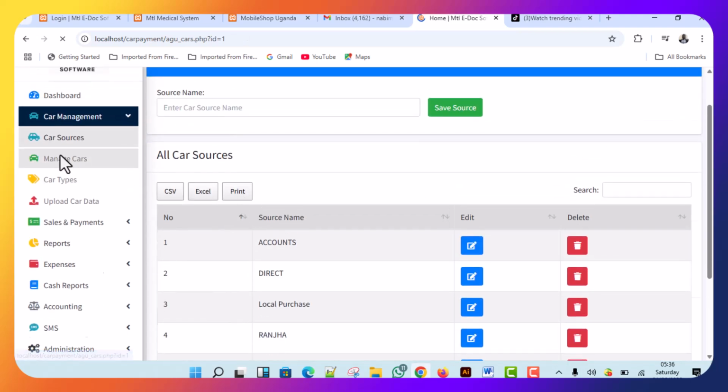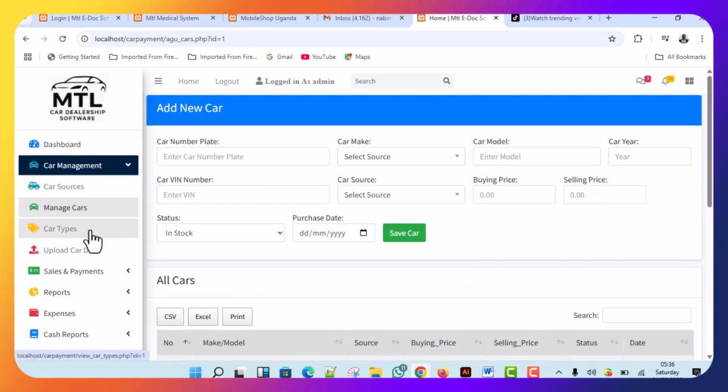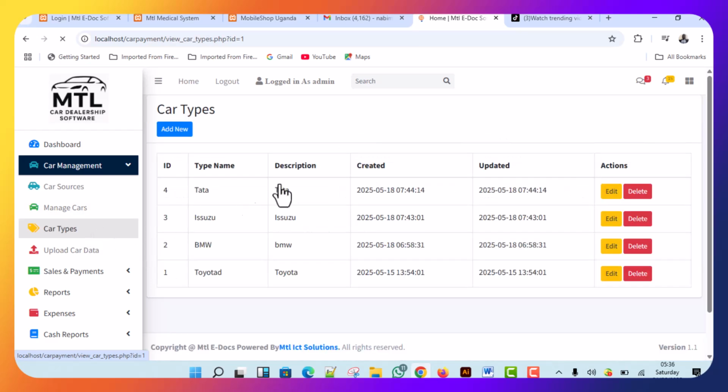Then there is manage cars. There is also car types. Manage car types. Let's say you have Toyota. So we create this so that you don't need to create every time. You create them at once and you are able to select when you are creating a purchase. So this is Toyota, Isuzu, BMW, or any other. You can add as many types of cars as you want, as long as you are dealing with them.